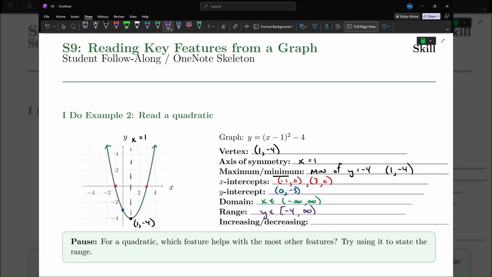Finally, increasing, decreasing. This is a little different because I have a turning point. So coming into my turning point, as I go left to right, I'm decreasing into it. So I'm decreasing up to 1. So decreasing for any x's up to 1. I'm increasing for any x's past 1. So I'm increasing for any x's from 1 up to infinity.